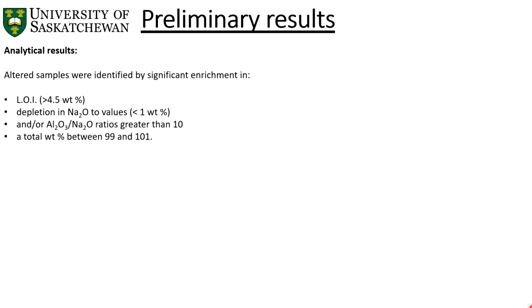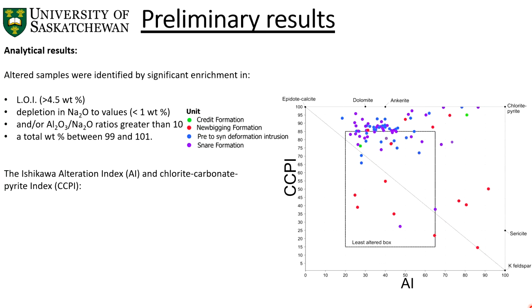Next slide will be about my geochemical results. I've applied a few filters to select the least altered samples to be able to conduct a trace element geochemistry study. I'll be using the CCPI and AI plot. I was able to select the final least altered samples within the least altered box and identify a cluster of samples outside the box, which illustrates the carbonate alteration effect on the whole rock composition.